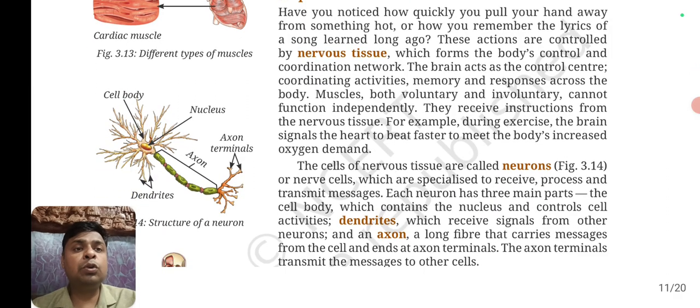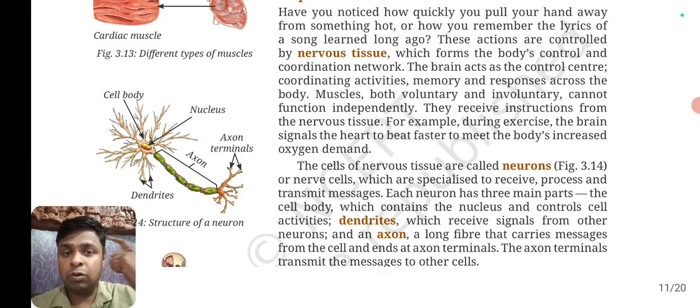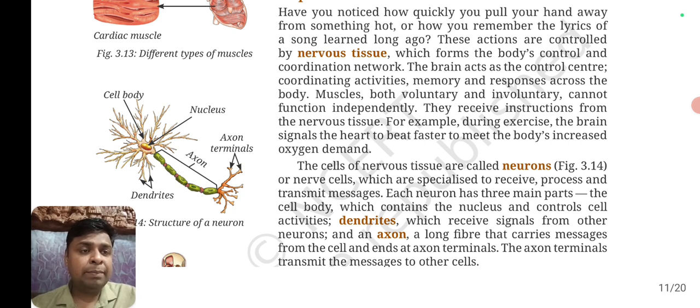These actions are controlled by the nervous system. So we have the brain and spinal cord, that is the nervous system. The brain acts as a control center, coordinating responses across the body. It has both voluntary and involuntary centers. Now the aim of all these things is to live a good life, to make sure that the organism survives. So both voluntary and involuntary cannot function independently. They receive instructions from the nervous tissue. So voluntary and involuntary systems are dependent on nervous tissue, remember.